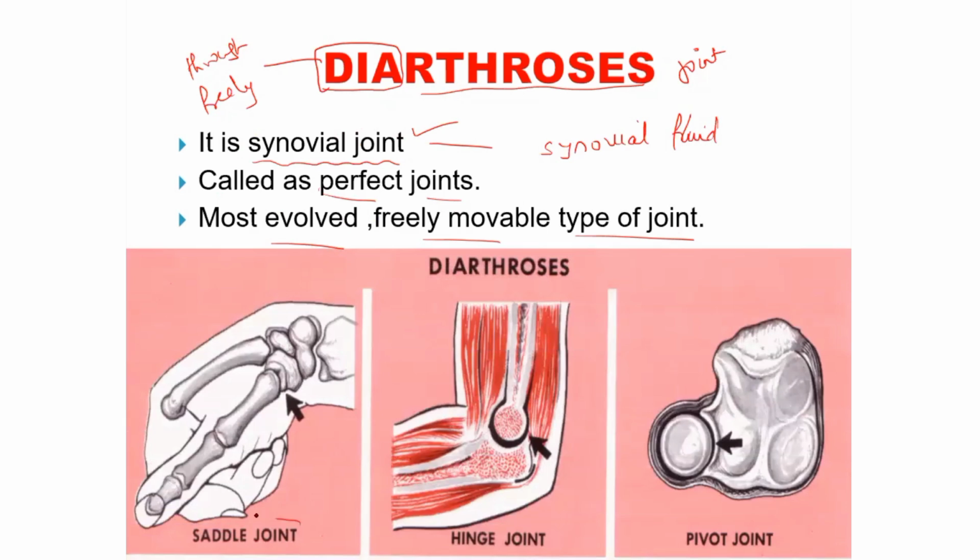Diarthrosis: in your hand, if you see the thumb, there is a saddle joint. Then there is a hinge joint, that is the elbow. There is even a pivot joint, that is in your skull. So these are all freely movable. They move, you can say, more than 90 degrees. Any bone that moves more than 90 degrees, you can say it is under the category of diarthrosis.